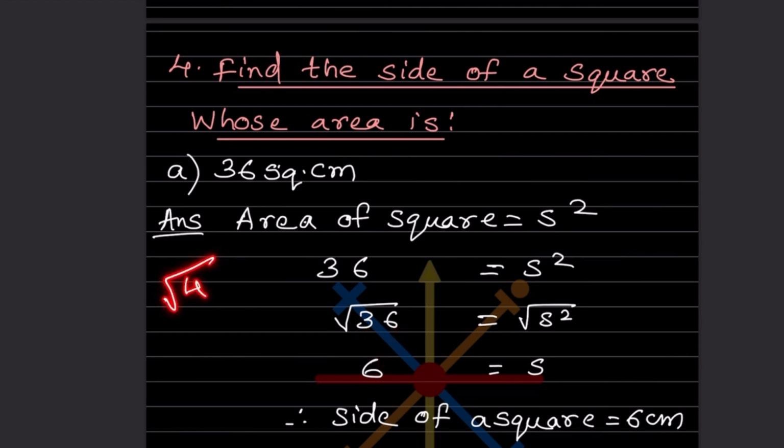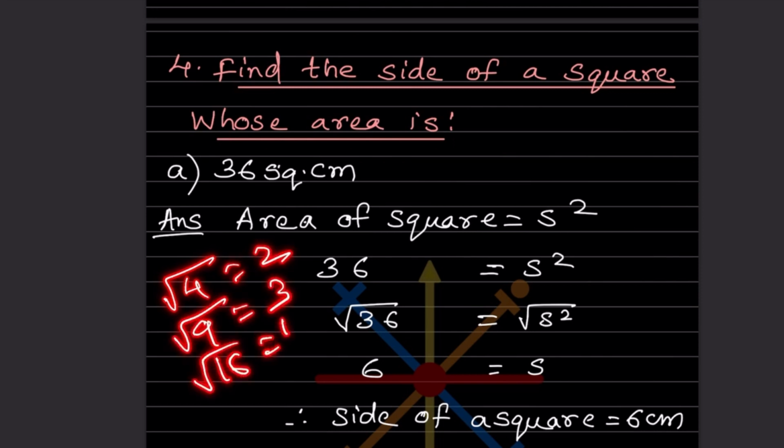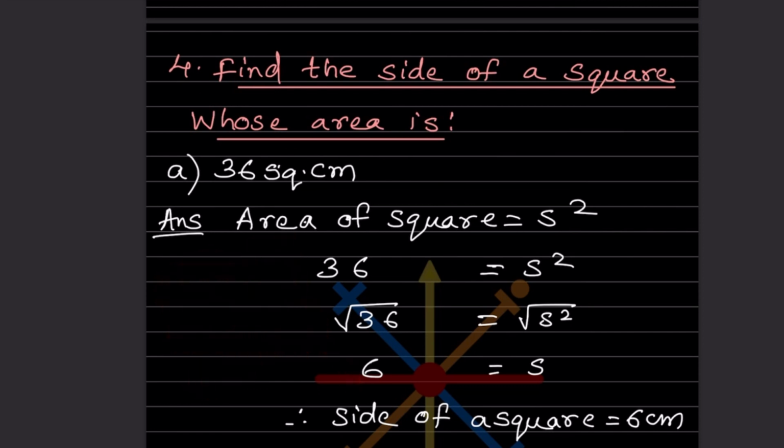Now see, the square root of 4 is 2, of 9 is 3, of 16 is 4, and so on. You have to learn that. So here, 6 into 6, and when the square root goes out of the square, this is just going to be 6. So the side of the square is 6 centimeters.